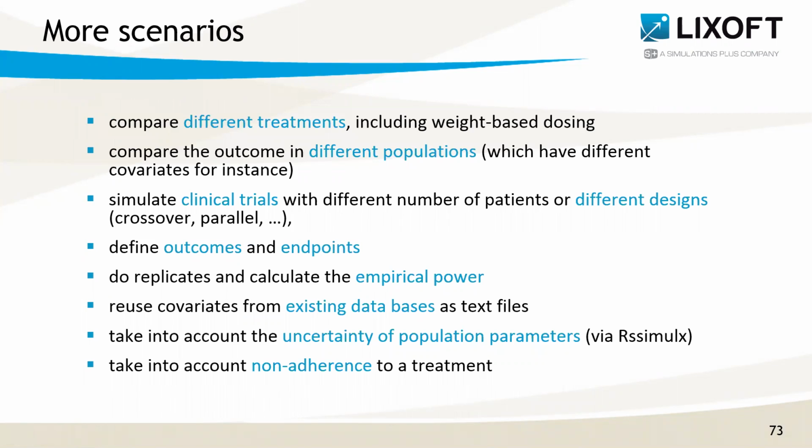And also in terms of scenarios, it's possible to do more complicated things. So for example, your treatment can depend on covariates to do, for example, a weight-based dosing. You can compare outcomes in different populations, for example, with different sets of covariates. You can simulate clinical trials, check what is the impact of the number of patients or of different designs. As I said, you can define outcomes and endpoints to compare your different arms, do replicates and calculate the empirical power of your study, etc. There are really a lot of options that we will present step by step in the feature of the week videos and in further webinars.